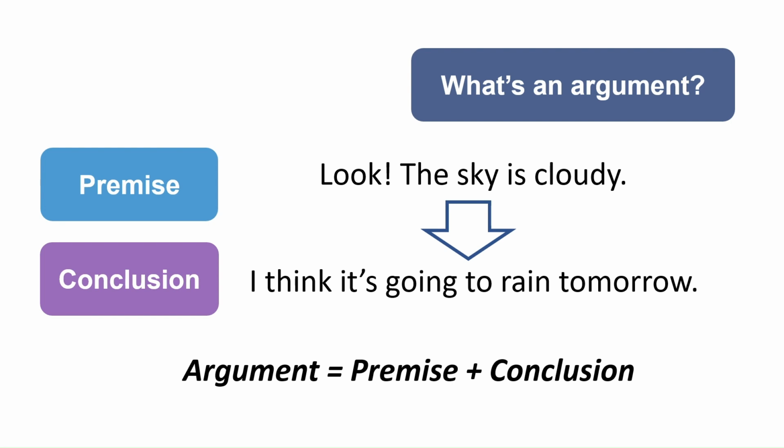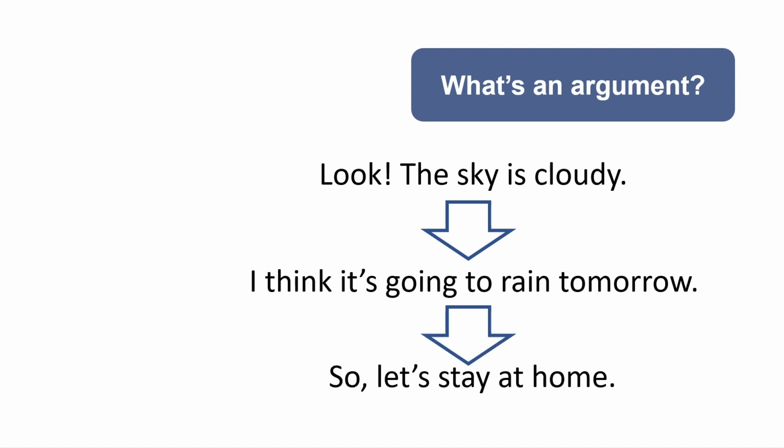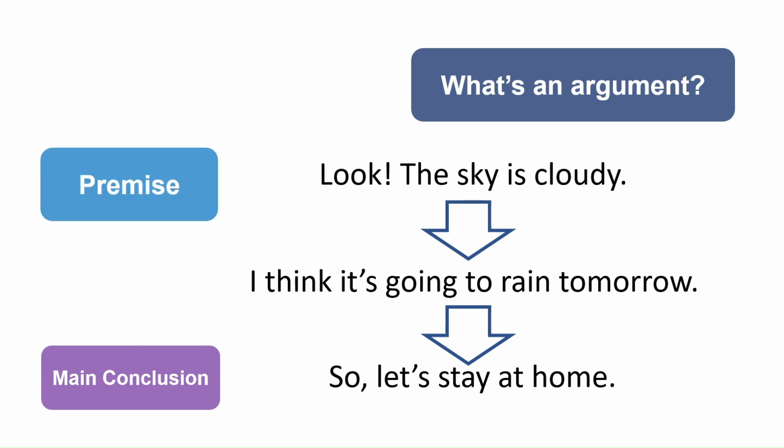Let's go a step further. If I said, so let's stay at home, this changes things. Now, what I'm trying to convince you of, what my main conclusion is, is let's stay at home. That's my main belief. That's the part where I would be hitting my hand on the table. I've still got my evidence that the sky is cloudy, but this part in the middle is being supported by the premise, but it's going on to support the main conclusion. So I'm going to call it an intermediate conclusion.